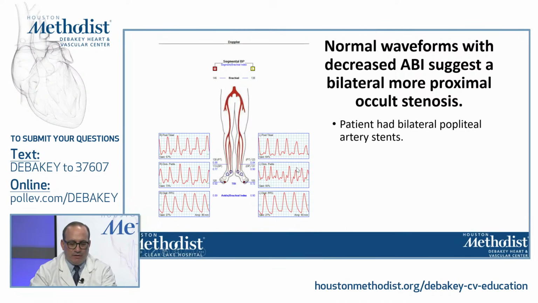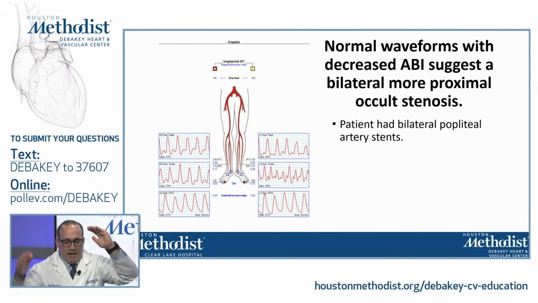Again, here you have normal waveforms. These are definitely triphasic. Can't argue about that. But the ankle brachial indices are decreased. They're in the mild to moderate range on the right, and on the mild range on the left. So the only time we're going to see distal normal waveforms with decreased ABIs is if there's a more proximal stenosis. Now, if it's bilateral, it's either aortic or bilateral iliac or somewhere in between, anything above the tibial.